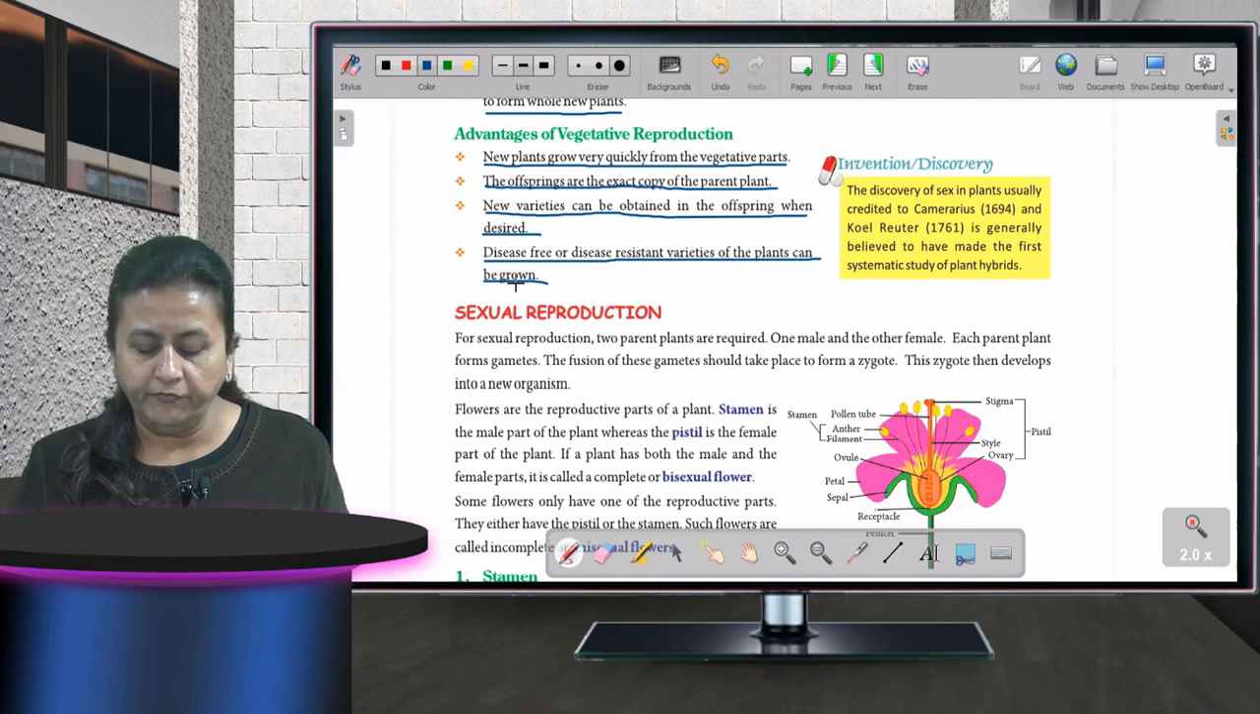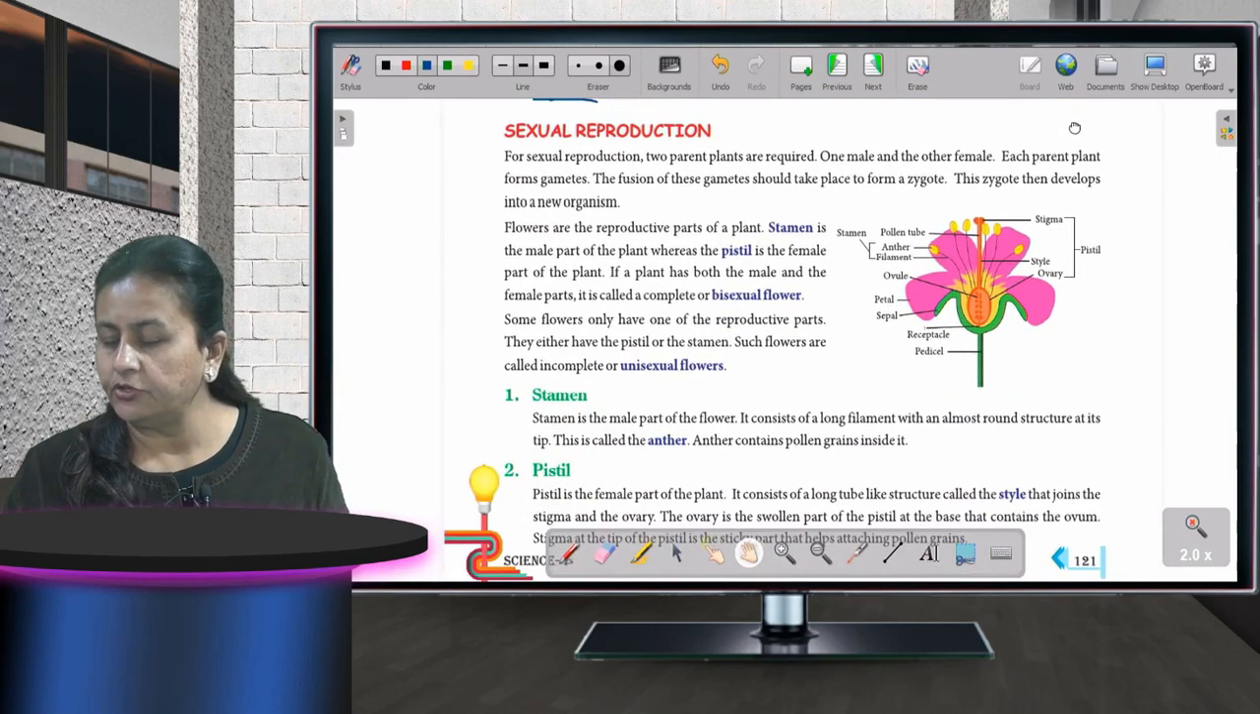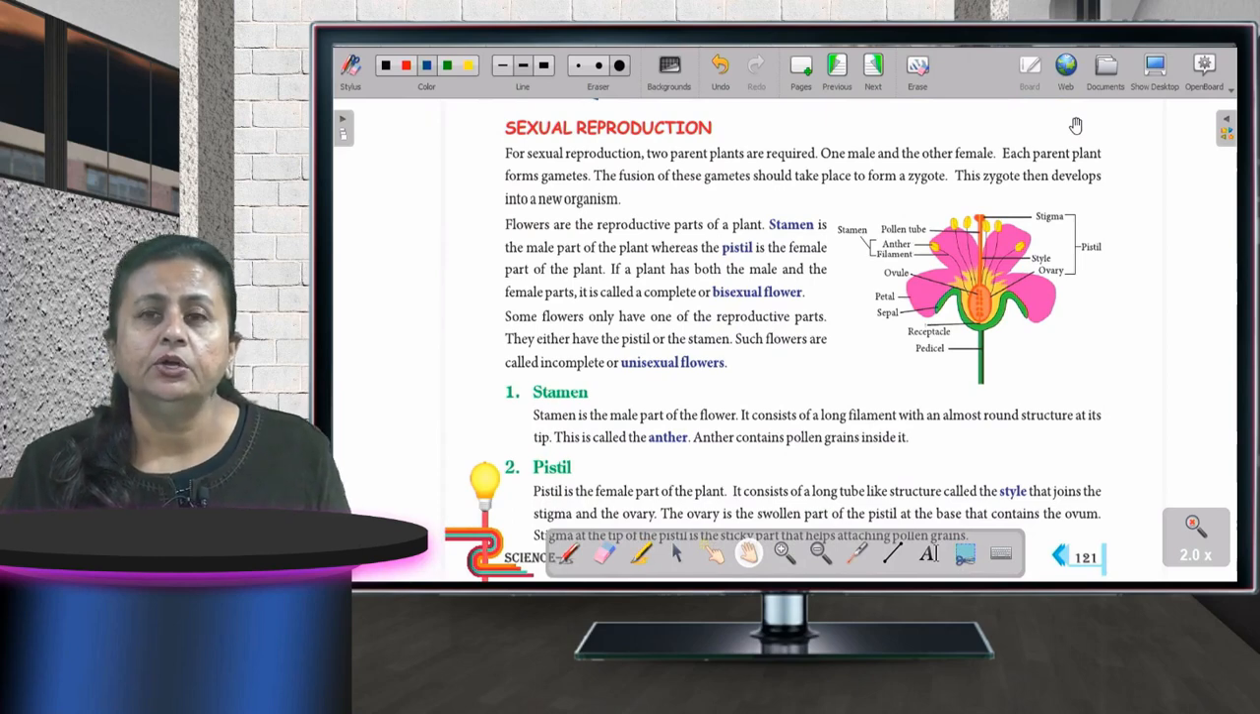Now we'll talk about sexual reproduction. I told you, in sexual reproduction, two parents are required. One is the male and the other one is female.